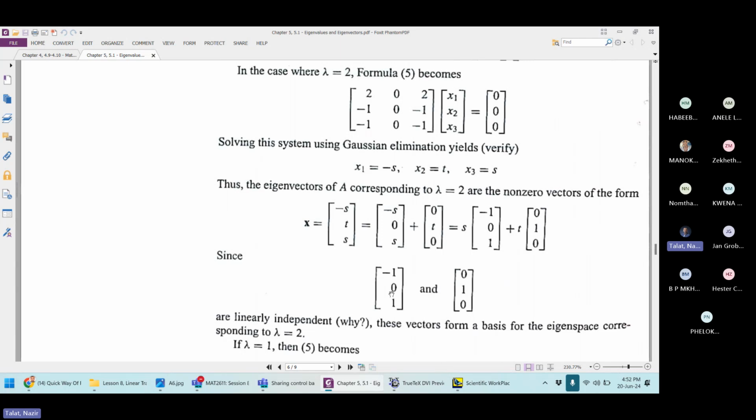And remember that they both are independent, because s and t are independent of each other. They are two different vectors. With this combination, this solution x itself gives us a solution space, which we call a null space, because the solution of a homogeneous system is always a vector space.